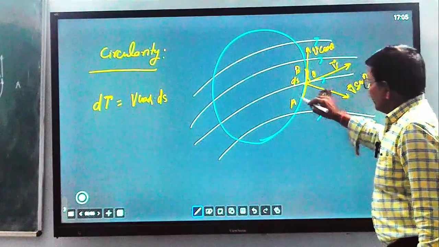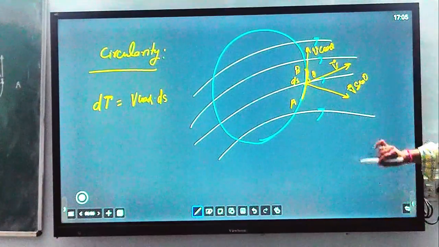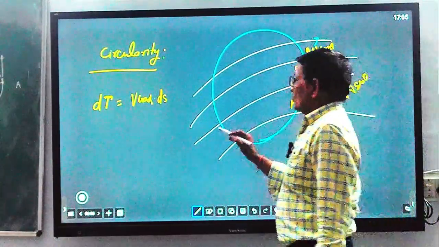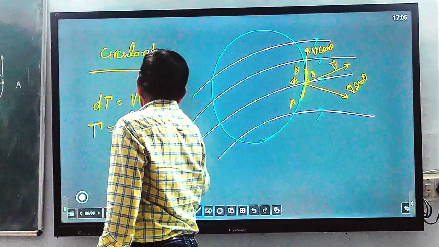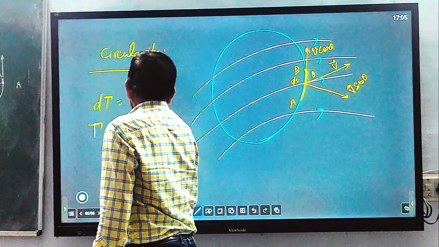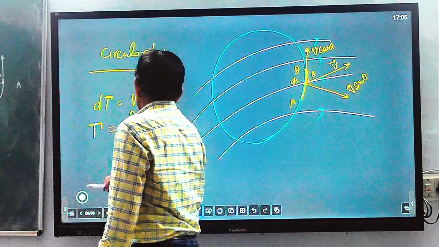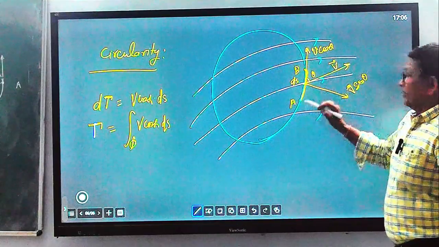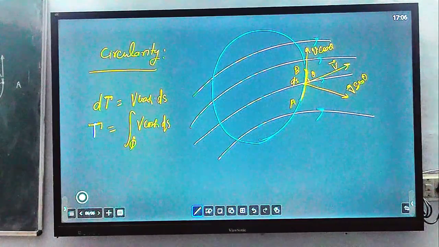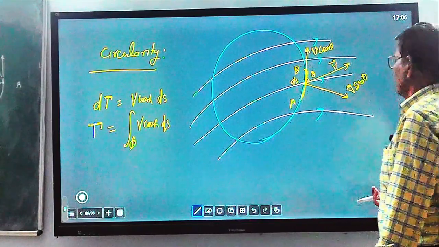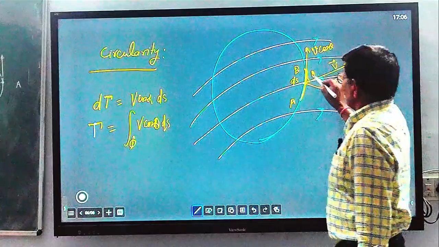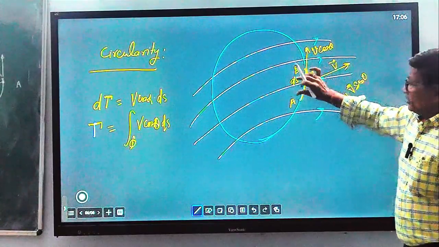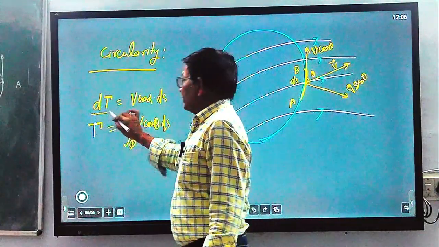This is circulation from A to B. The path is traversed by the V cos alpha component. Now total circulation will be equal to the integration of V cos alpha for the whole of the circular path. Integrating the V cos alpha component for the whole of the circular path gives the circulation. So this scalar quantity V cos alpha for ds is an elemental circulation d tau.